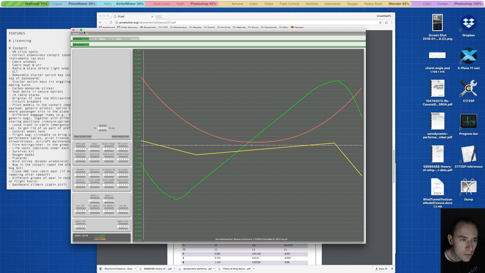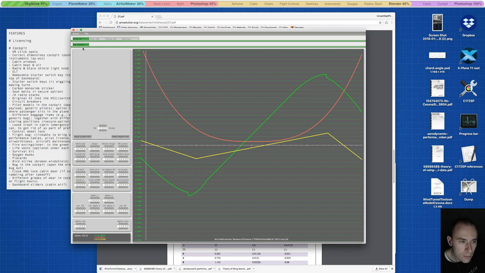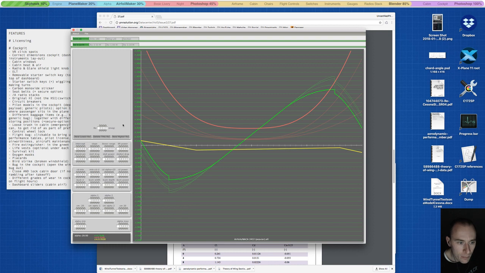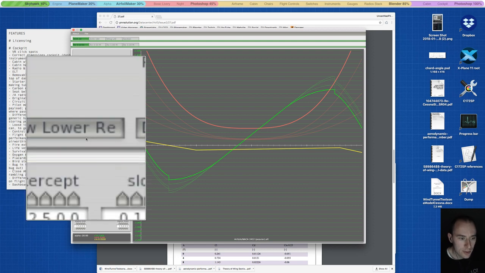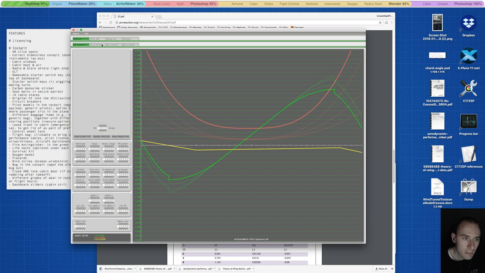Hey, they only use... Which one did we open? This is the tip. This is the root. We only see one now, one tab, but with the default one, 2412 popular. Yeah, we have multiple. This is what these buttons are for, I guess. New lower Reynolds, delete this Reynolds, or new higher Reynolds, and you can be even more precise.